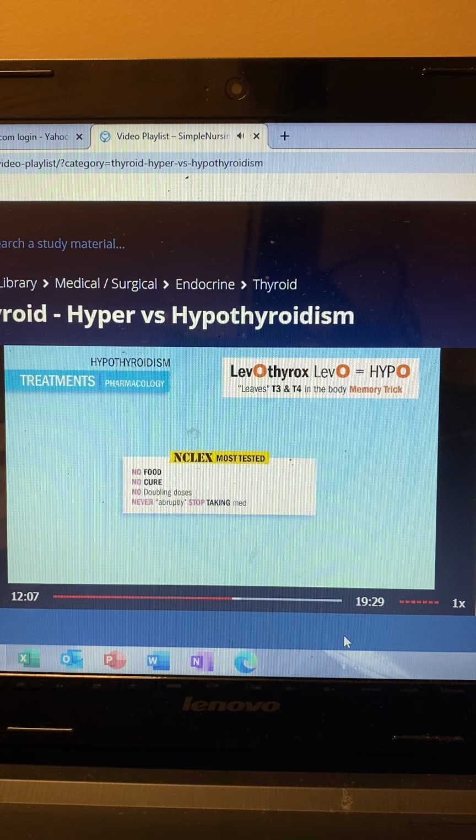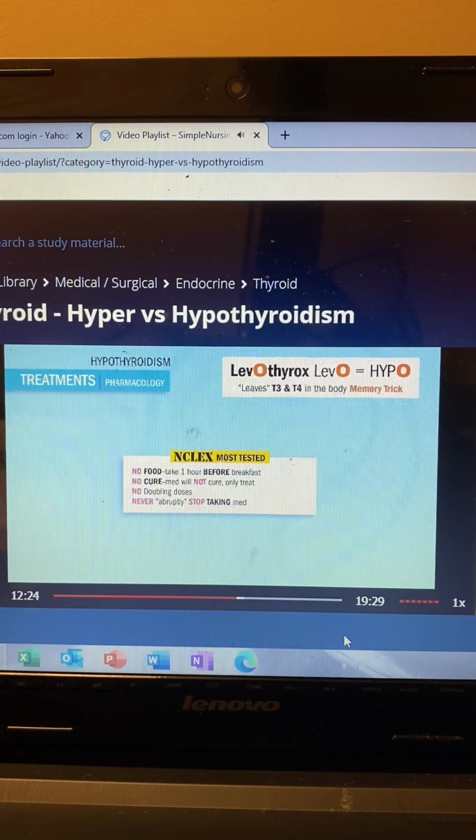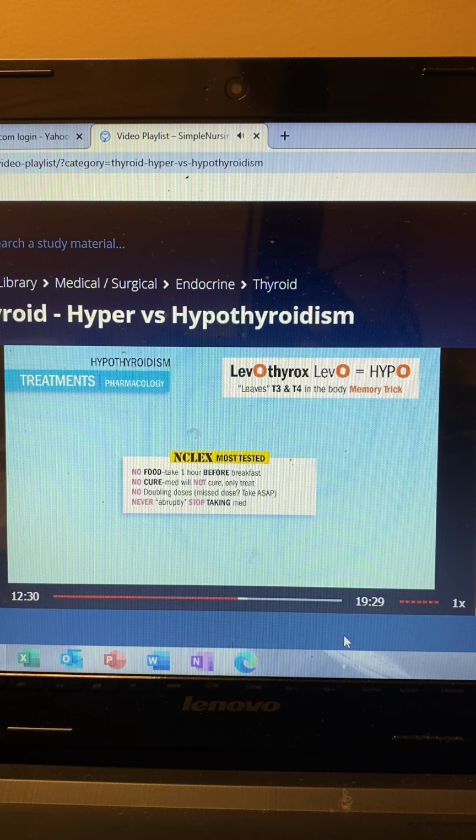Now the 4 most tested no-nos to help drive home the point, for the most tested points here, guys. No food. We take an hour before breakfast. Keyword here is empty stomach. No cure. This medication is a hormone replacement. It will never cure. It'll only treat. So yes, this is a forever drug. And no double dosing. If you ever miss a dose, take it ASAP or as soon as possible.